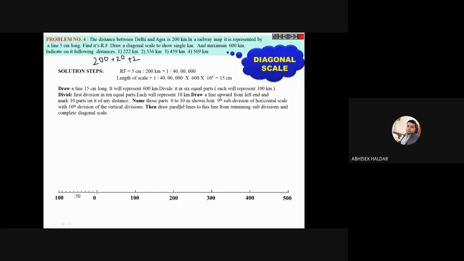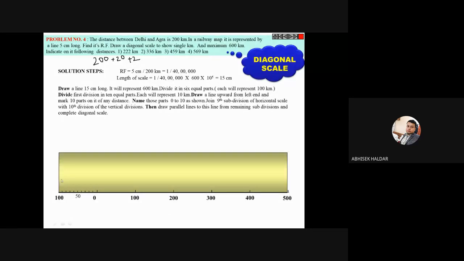Okay, so up to this, whatever construction you have seen, the main division and the division of the first part, if you construct a scale up to this, that is known as your plane scale. That means if I create a scale like this, if I take a height like this and draw a rectangular block like this, it is my plane scale. So this third part I cannot measure by the plane scale.